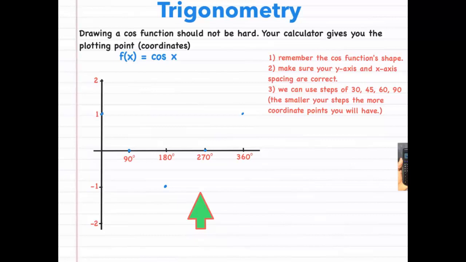Now we have a positive cosine function. I'll just quickly show you again. This is a normal function. It didn't move up or down. So it will start at this value at the front, which is a 1. And that's where we will start.